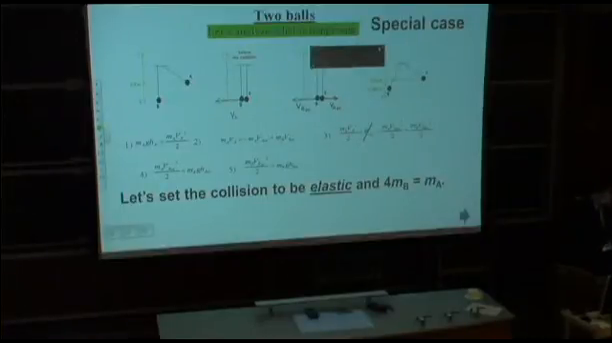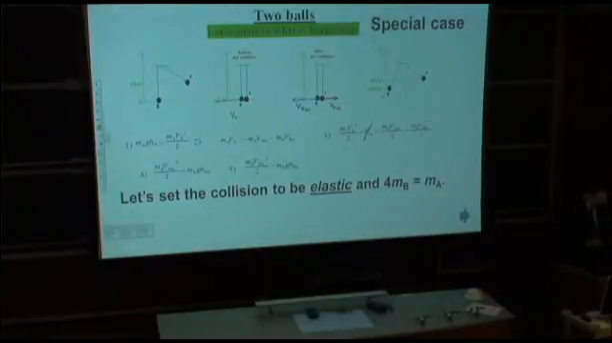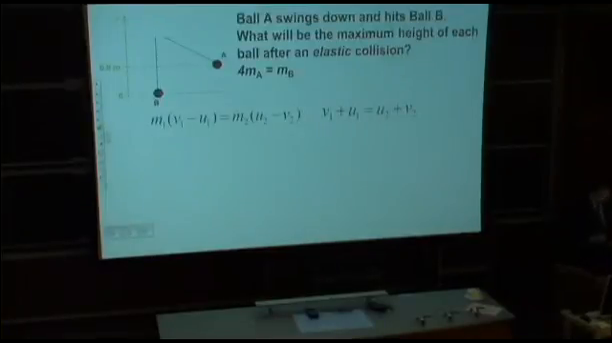This is a specific case I want to solve. The collision is elastic, or we know another outdated term, absolutely elastic, and the mass is, well, quadruple. Because of this word, we can use those equations. So let's use them. That saves time and effort. Well, let's call them A, B, B, B, A, B, B.